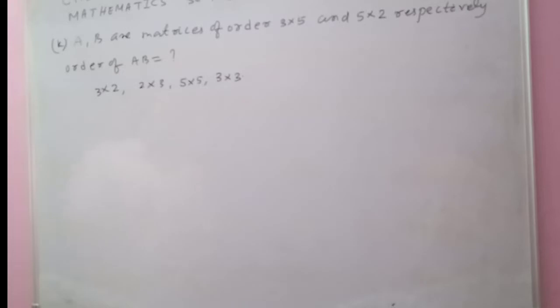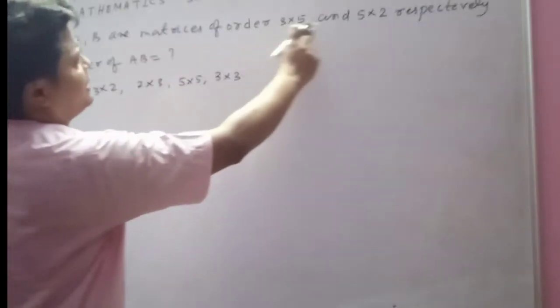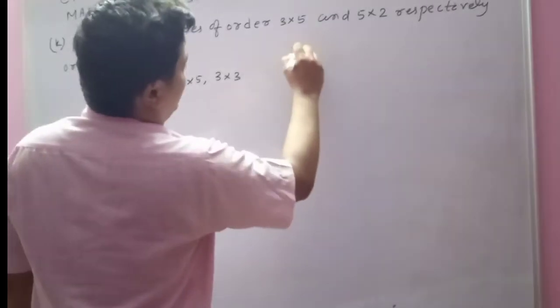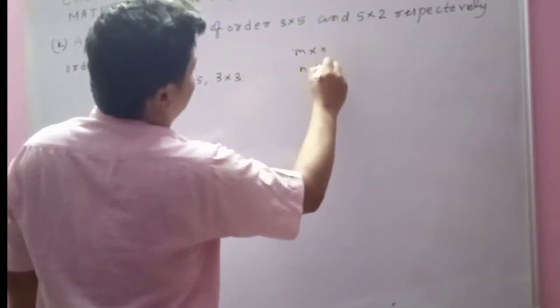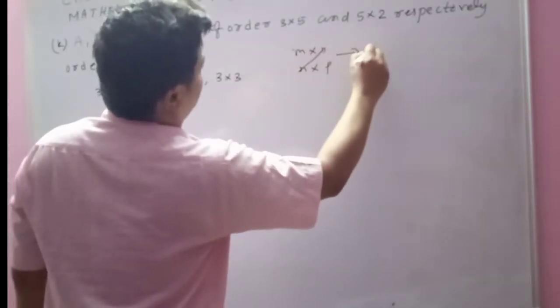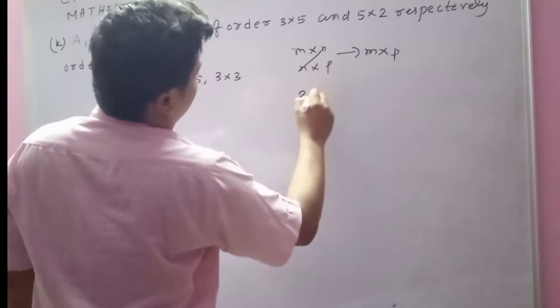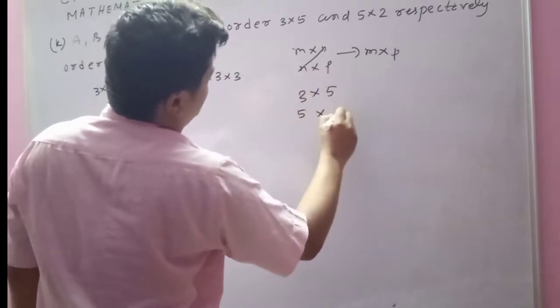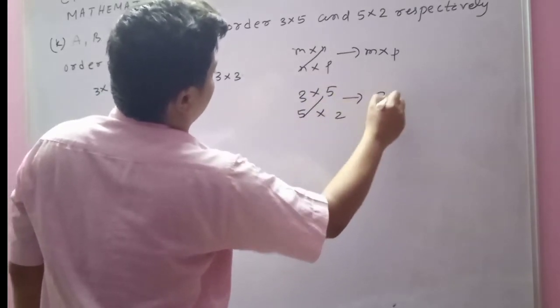Now you know, if you multiply two matrices of order m by n and n by p, the resultant matrix has order m by p. So here it is 3 cross 5, 5 cross 2, the 5 gets cancelled, you get 3 cross 2.